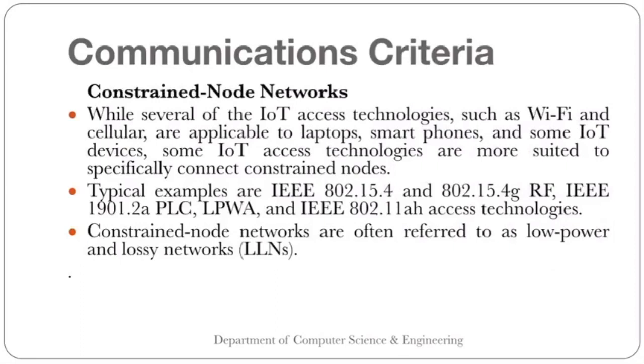Typical examples for constrained nodes are IEEE 802.15.4 and 802.15.4g, IEEE 1901.2a PLC, low power wide area, and IEEE 802.11ah access technologies. Constrained node networks are often referred to as low power and lossy networks.